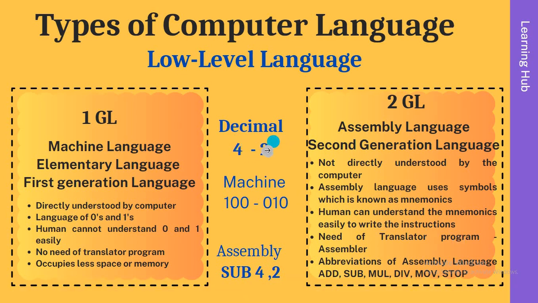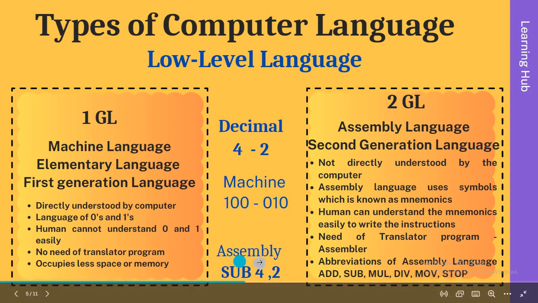What is decimal? The decimal numbers are 4 and 2. We can understand 4 and 2 easily. In machine language, 4 is written as 100 and 2 is written as 010. In assembly language, it is SUB 4, 2.